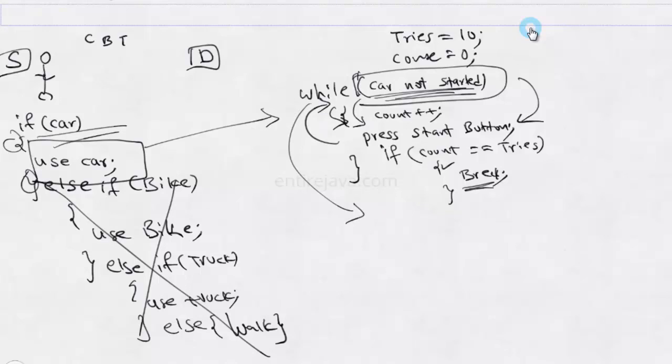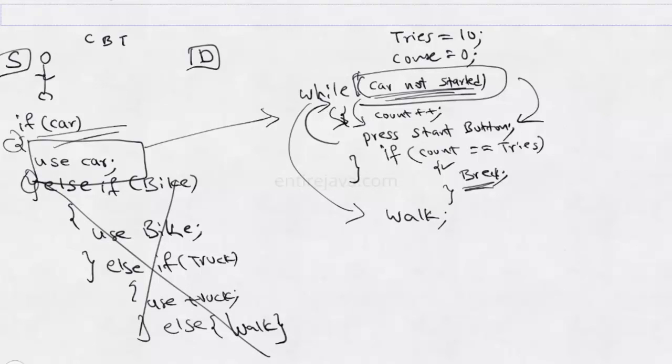So this way the robot will try for 10 times to start the car. If it doesn't, it will go ahead with these instructions, and in here we're going to mention the robot to simply walk. Now I believe you got a sense of how control statements are used to control the flow of execution of a program.